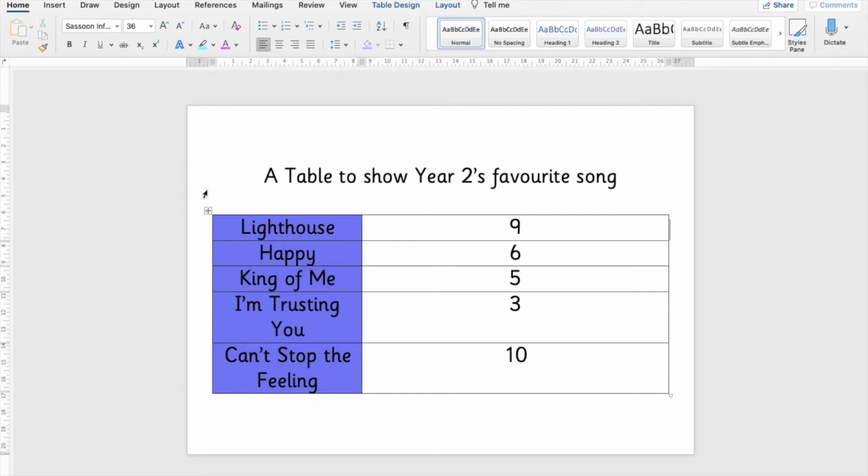So I got all that information and put it into a table for us to see, and I looked at the songs that you chose as your most favourite, the one that you chose as first, okay? And then I counted how many children chose those as their first choice.